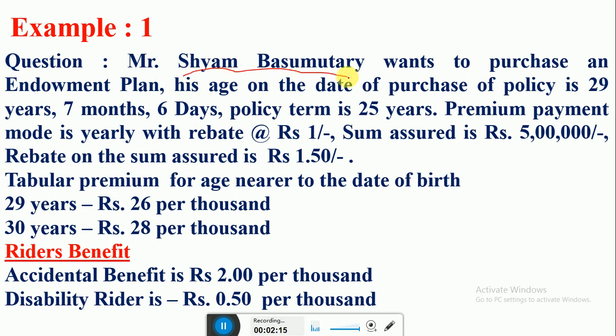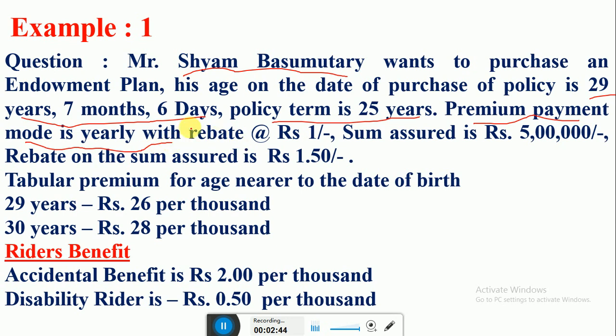So here the policy type is endowment, and his age on the date of purchase of the policy is 29 years 7 months and 6 days. The age is also very important, because the premium generally depends on the age. Next is the term. The term given is 25 years, so the person is taking the insurance cover for 25 years. And the premium payment mode is yearly, so he is going to pay the premium yearly.